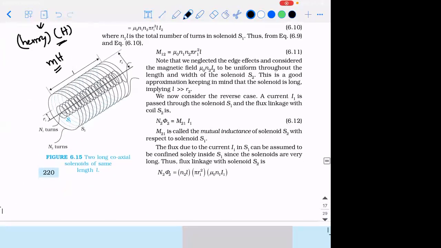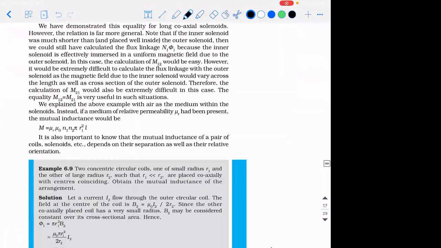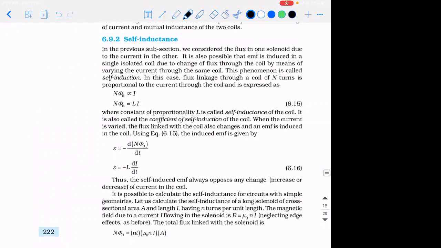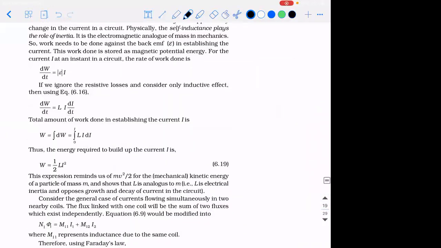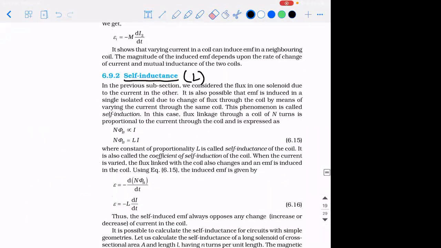Now our job is to derive the self-inductance of a solenoid. First we will derive self-inductance, then we will go to mutual inductance. Self-inductance is represented by the symbol L. That is why I told you inductance and self-inductance have the same meaning. Now what we are going to see is the self-inductance of a solenoid.